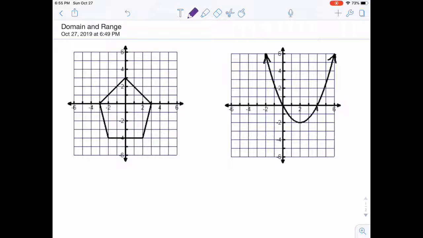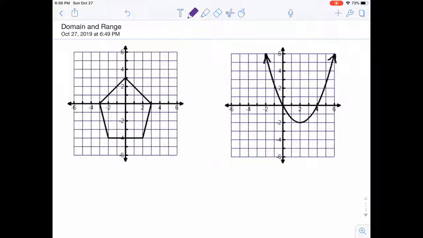Okay guys, today we're going to look over domain and range of some graphs here. So in class we talked about looking for domain. We're going to scan left to right. Domain deals with our x-axis, so we want to see how far to the left our graph goes, how far to the right our graph goes. And we're going to use interval notation in order to represent this.